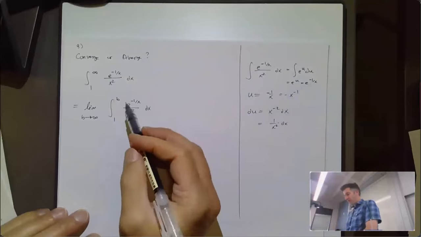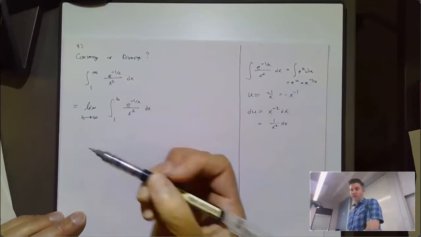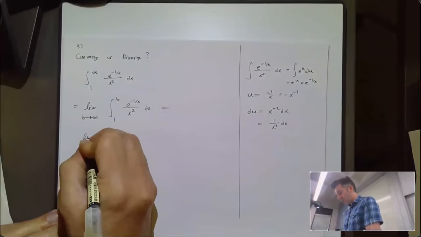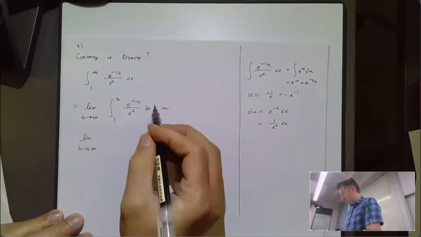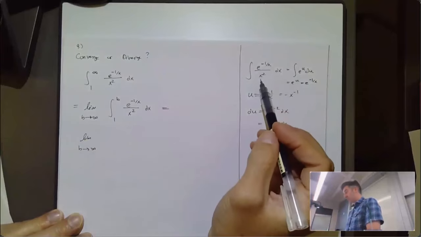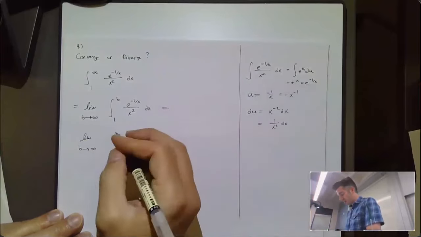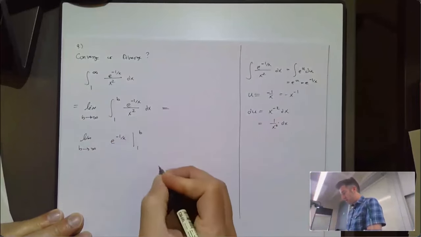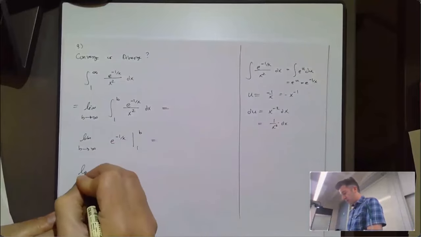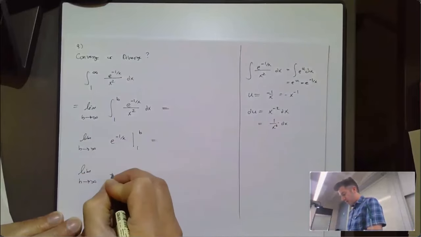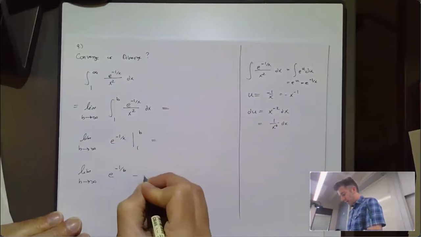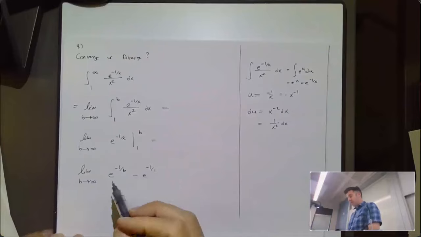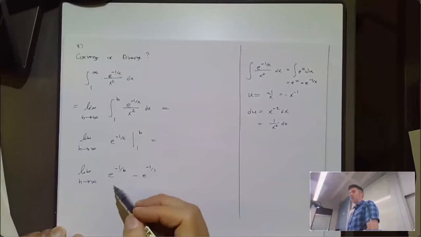So I don't want to write the limits of integration with the limit while I'm trying to do that u substitution. So now I'm saying this is equal to the limit as b goes to infinity of the integral of e to the negative 1 over x squared, which is e to the negative 1 over x, from 1 to b. Then we plug in the limits of integration. We get e to the negative 1 over b minus e to the negative 1 over 1. And now we have to ask ourselves, as b goes to infinity, what does this do?